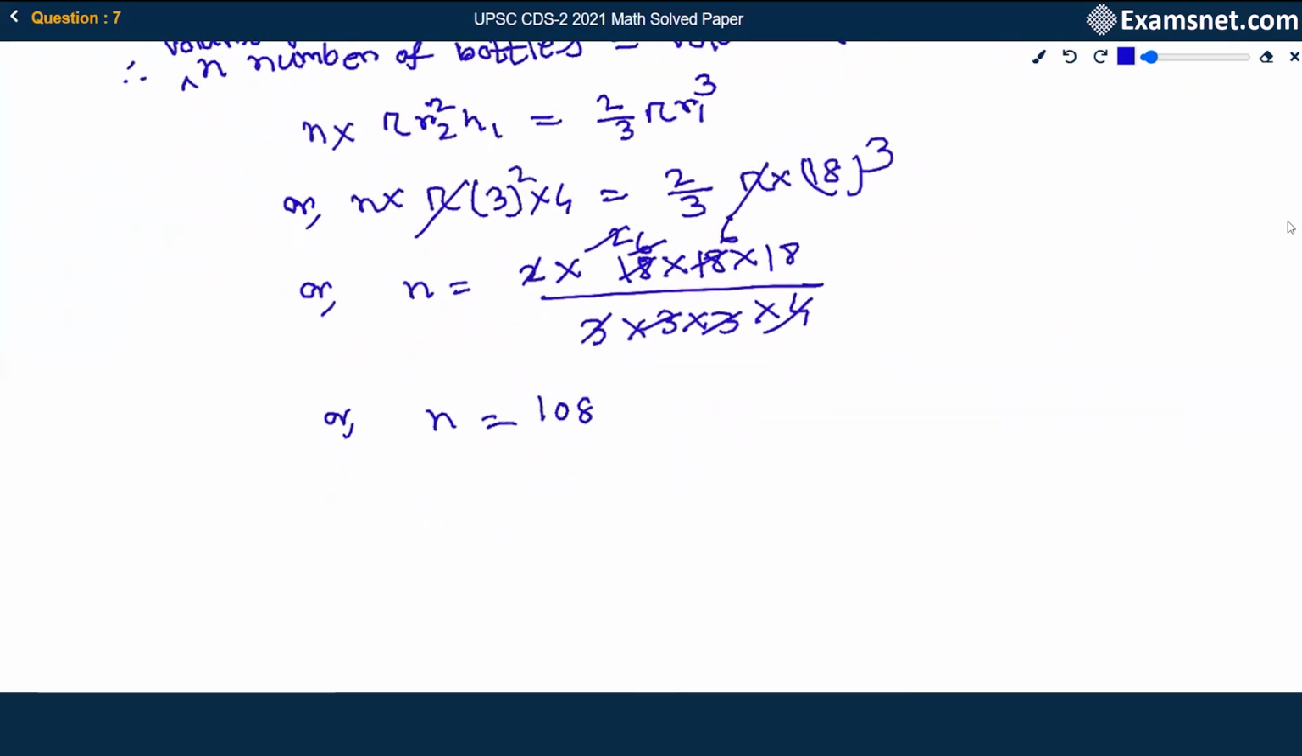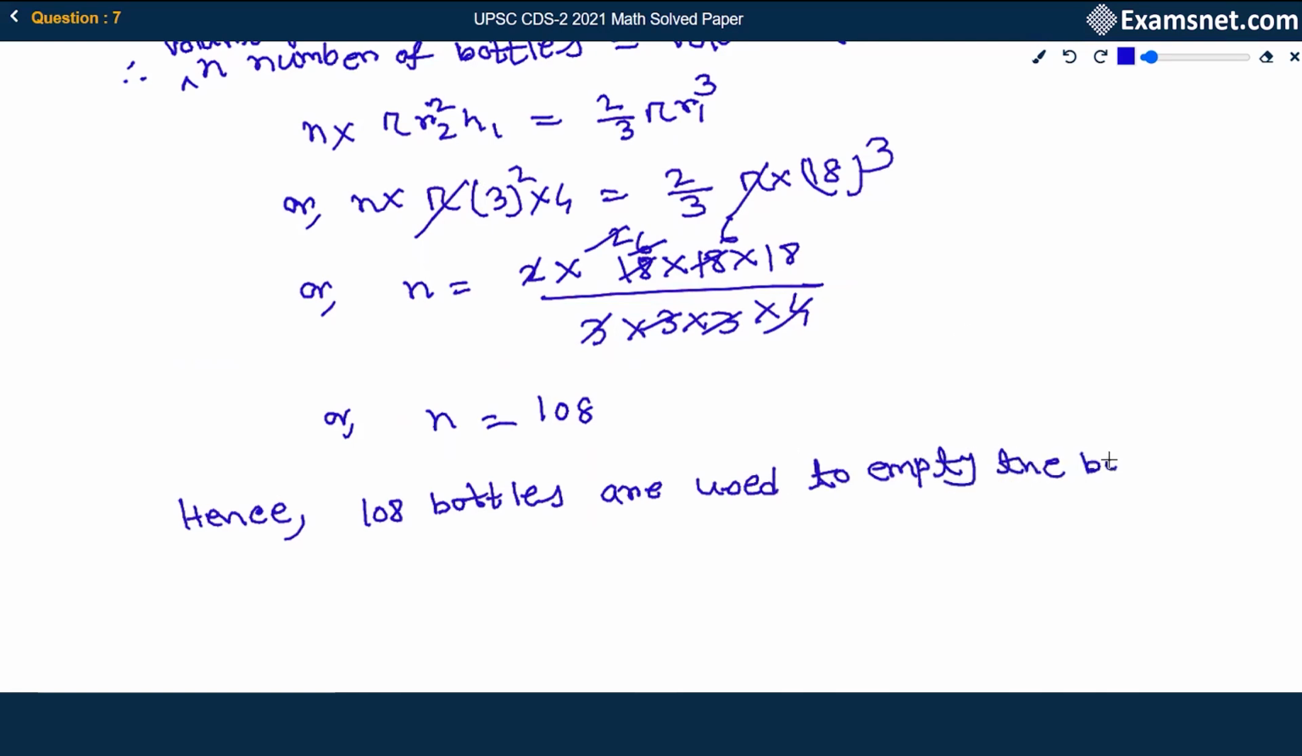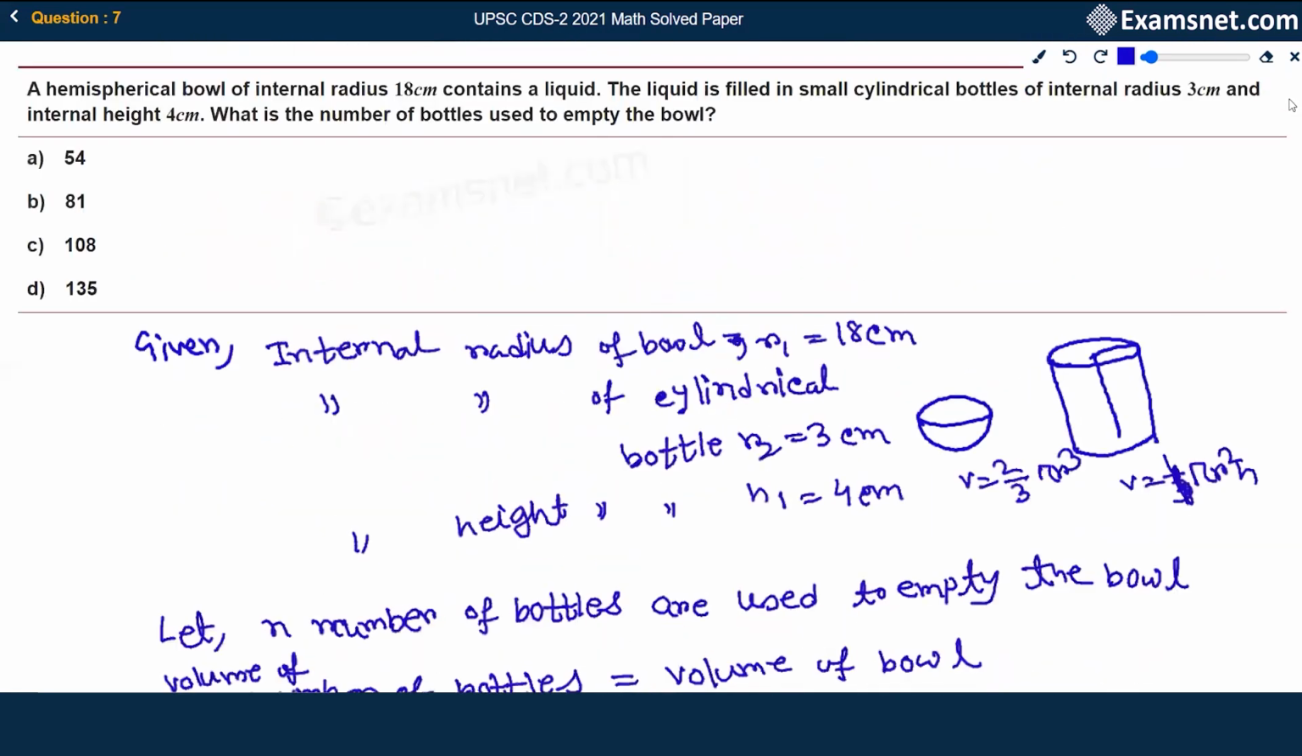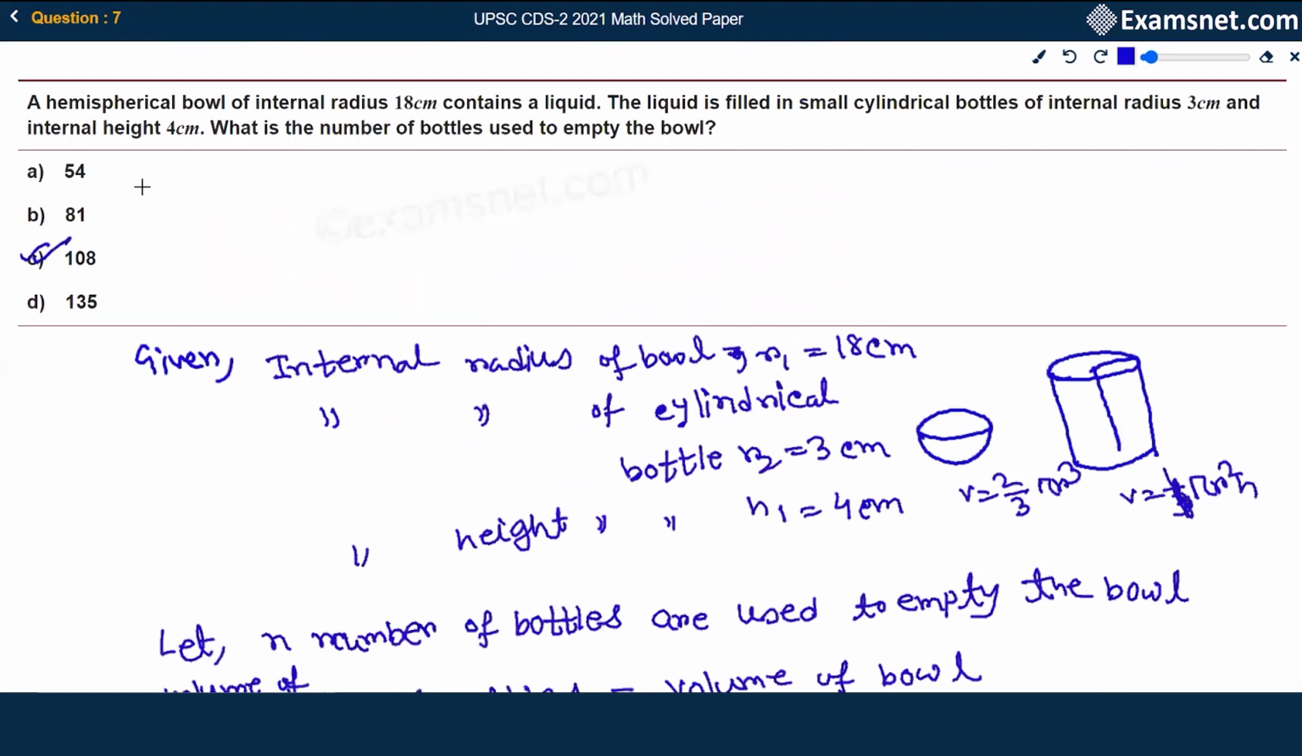Hence 108 bottles are used to empty the bowl. Here option C is the correct answer.